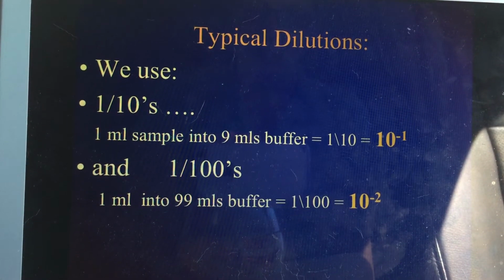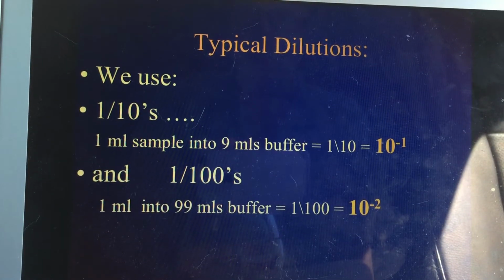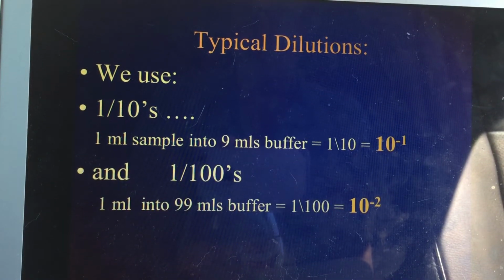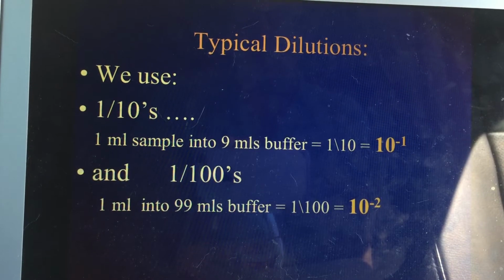We can have other ratios that are done at 1 part sample and 99 parts of buffer or volume. Now this would give us a 1 in 100 dilution. Generally, we write these numbers in scientific notation.